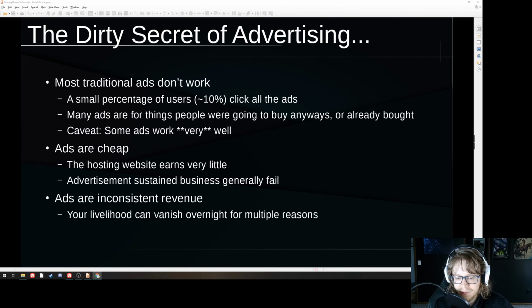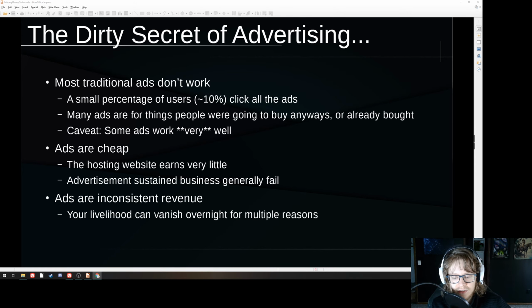Alright, so there were already pretty few yeses. Let me do another one. Have you bought anything after clicking an internet ad? So have you ever actually been converted into a sale by an internet ad?